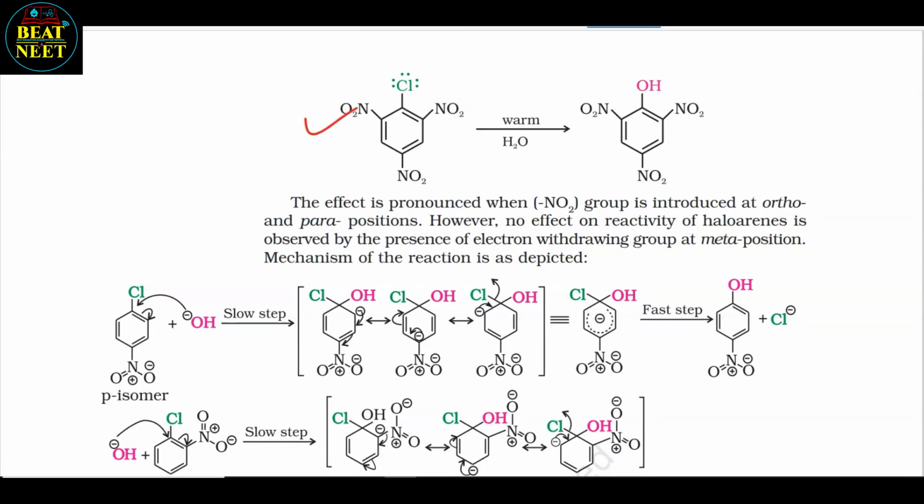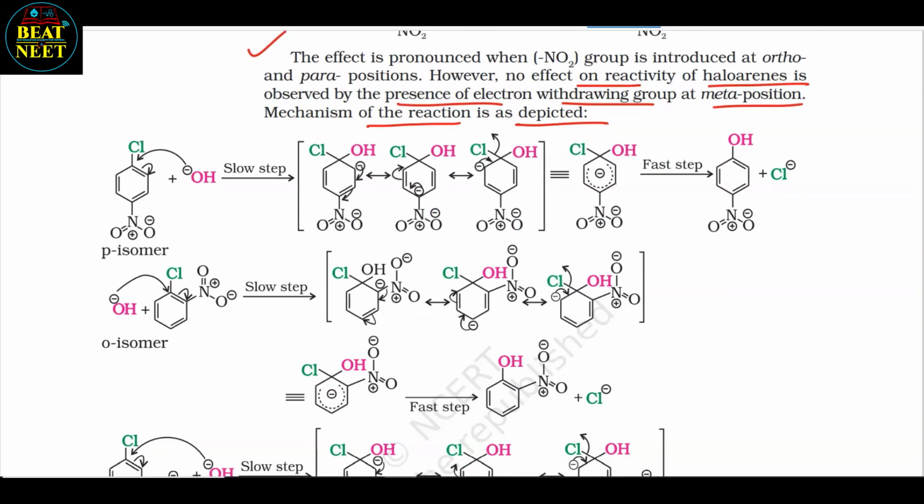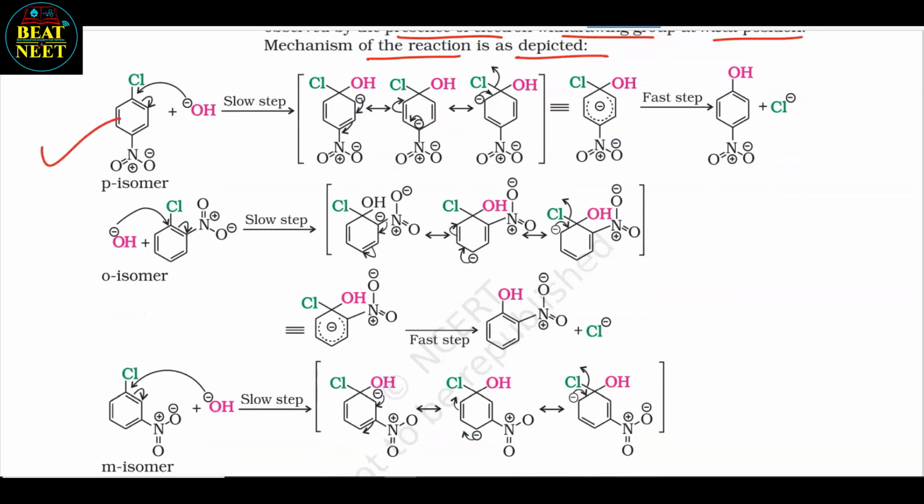Next reaction. The effect is pronounced when an NO2 group is introduced at the ortho and para positions. However, no effect on the reactivity of haloarenes is observed by the presence of an electron withdrawing group at the meta position. The mechanism of the reaction is as depicted. Here you can see the entire mechanism of the reaction.